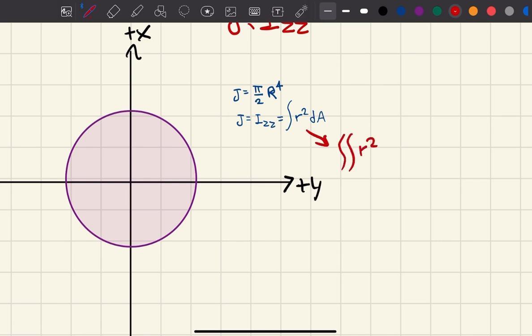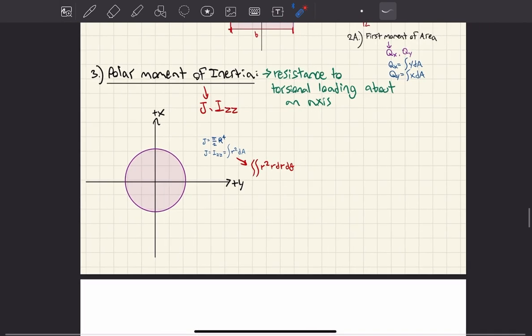R squared, what do we replace dA with? Always when you're converting to cylindrical, it's r dr d theta. What are your bounds? Well, for my radius bounds, I'm going from 0 all the way to r, right? I'm integrating across this space. And then for my theta bounds, I'm integrating from 0 radians to 2 pi radians, right, for the entire circle.